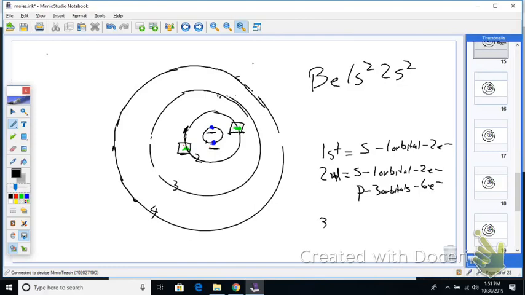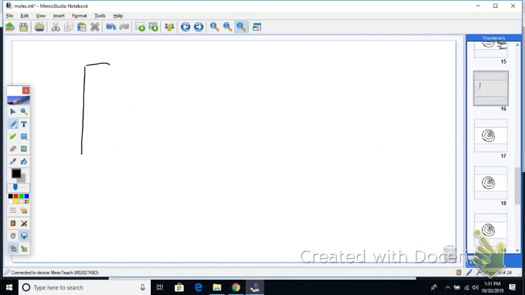So then the third can be S's, P's, and we're just going to copy what we have up above for that. And then D's have 5 orbitals, and that's a total of 10 electrons. So the third level can have 18. Okay. So as we look at our periodic table, how many electrons?